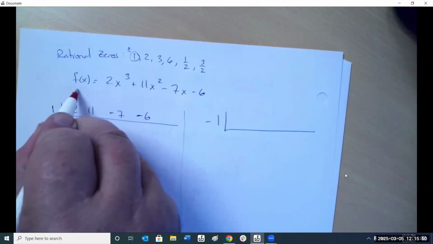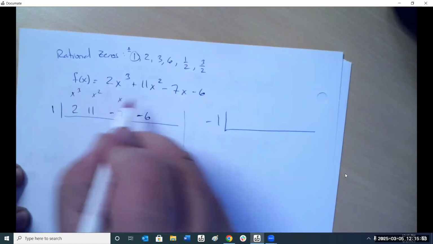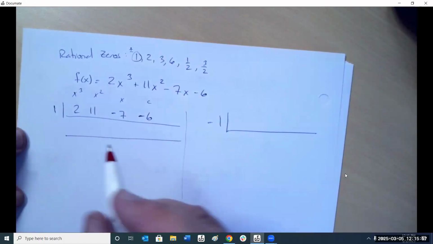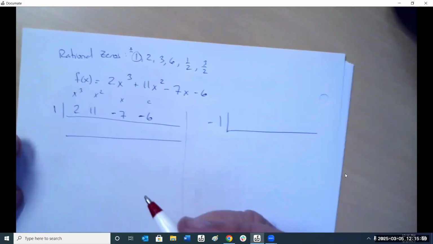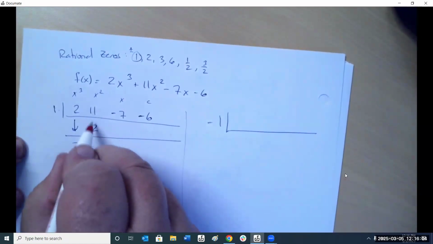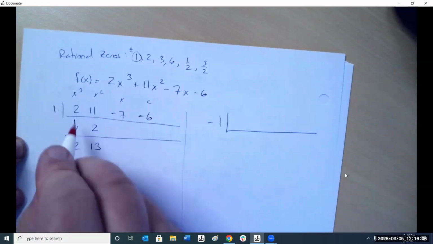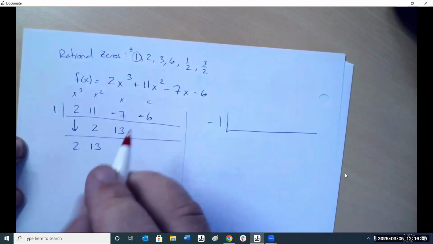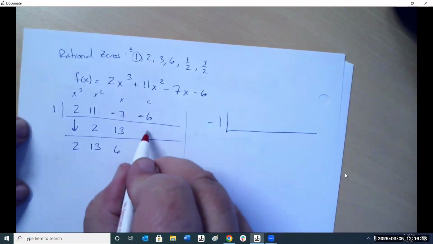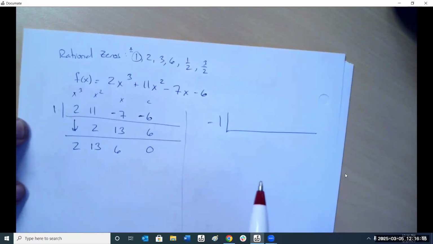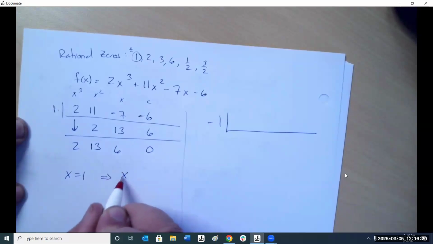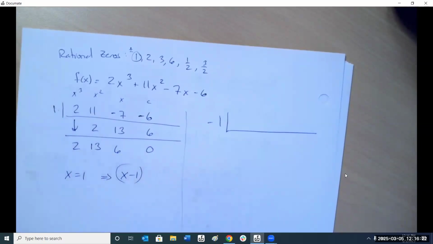So here's my x cubed, x squared, x, and my constant. Let's see if 1 is a solution, which probably is not going to be. So bring the first one down. 1 times 2 is 2. 11 plus 2 is 13. 13 minus 7 is 6. So x equals 1 is not a solution, which tells us that x minus 1 is not a factor.